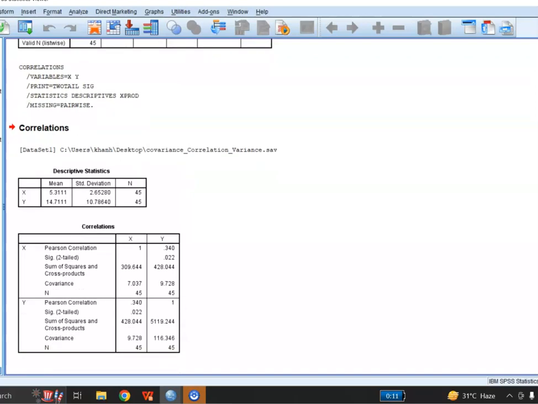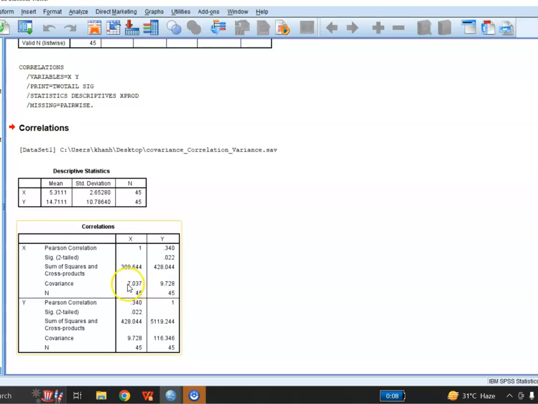This is the variance for y variable, and in this table, this is the Pearson correlation coefficient between y variable and x variable, and this is equal to 0.340, and its two-tailed p value is 0.02. So this value is significant at 5%, and it means that there is a significant positive correlation between y and x variable. If you look at this value 9.728, this is the covariance between x and y variable.